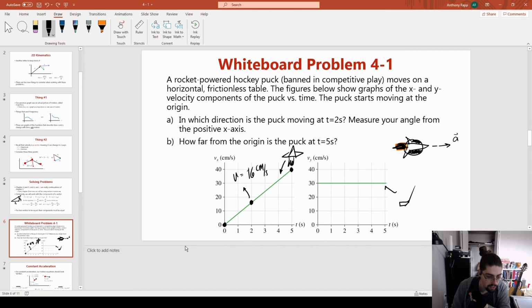Perfect. Will we ever need to find the distance traveled for something moving in an arc like that? I'm trying to think.